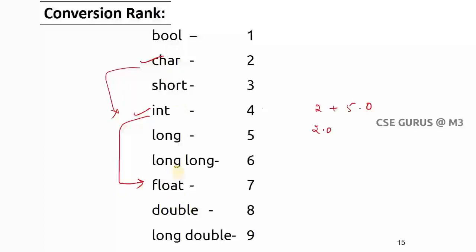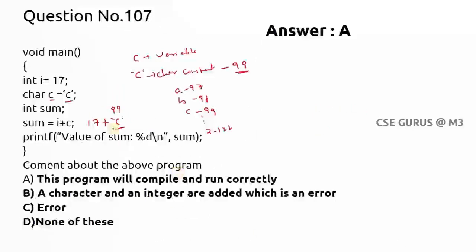So based on this, the answer you will get is: I value is 17 and C value is 99. So totally 116, the answer you will get without an error. That's why option A is correct.